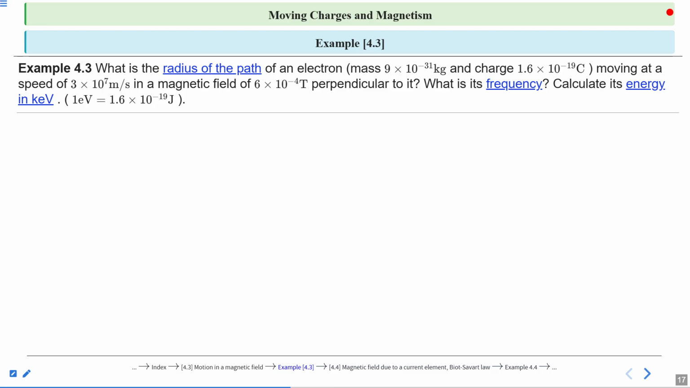Okay, 1 electron volt is given by 1.6 into 10 to the power minus 19 joule. So you have to list all the things that are given in the question first. Then what is to be found? Radius of the path. Second, frequency and energy in kilo electron volt. And 1 electron volt is given. What is kilo electron volt? 1000 electron volt. Okay, so if 1 electron volt is 1.6 into 10 to the power minus 19 joule, then 1 kilo electron volt is multiplied by 1000. So 1.6 into 10 to the power minus 16 joule. Got it? Now let's see the solution.